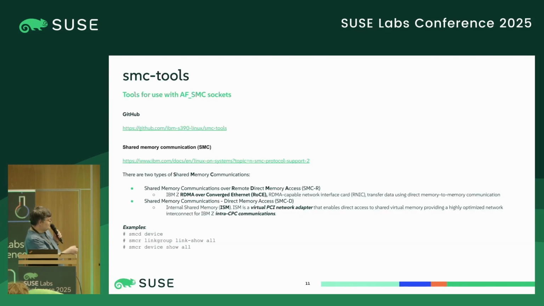There's another tool called SMC, which stands for Shared Memory Communication. With shared memory communication, you have two LPARs and a shared memory between them, and you can communicate through the shared memory, like SMC-D. This is direct memory access. And you have another way, remote direct memory access: RDMA over Converged Ethernet, RoCE adapters.